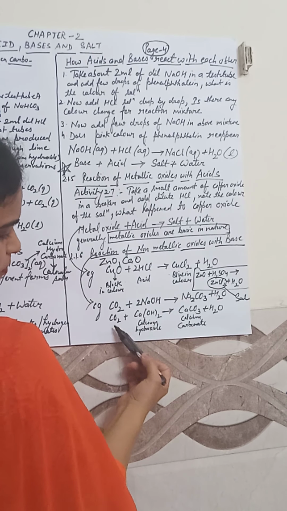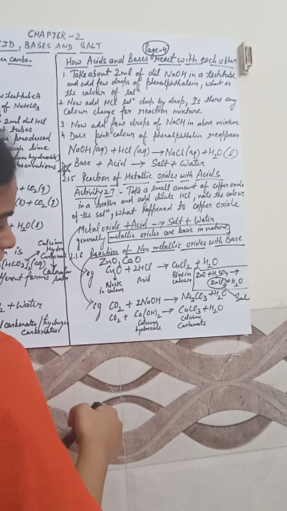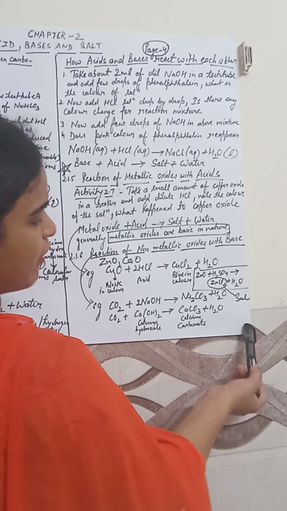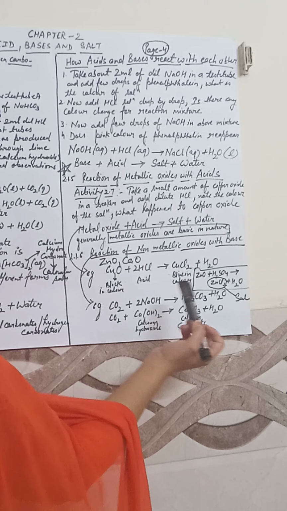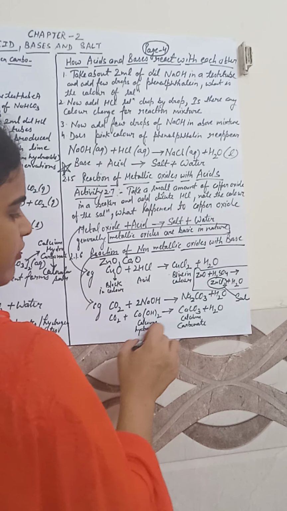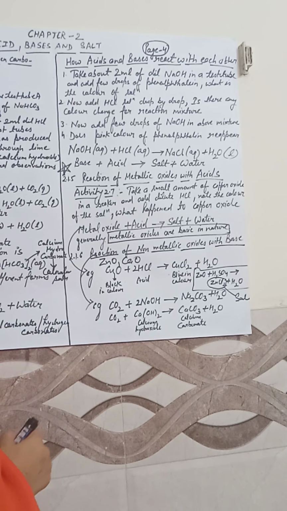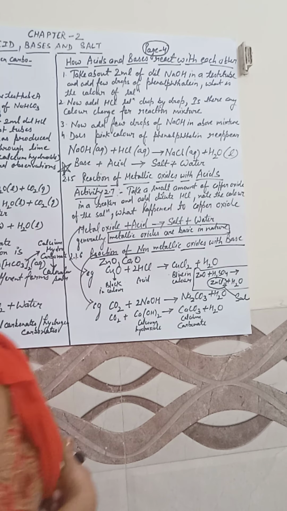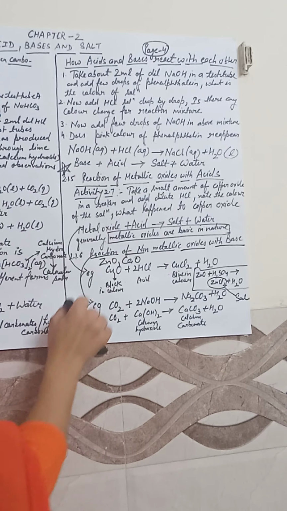Another example: CO2 plus Ca(OH)2. Whenever a non-metal oxide reacts with calcium hydroxide, it forms calcium carbonate with evolution of H2O. We know that calcium carbonate is a salt. So again, whenever non-metallic oxides react with bases, they form salt plus water. It shows that metal oxides are basic in nature and non-metal oxides are acidic in nature. These are the important questions. So this is all about acids and bases.